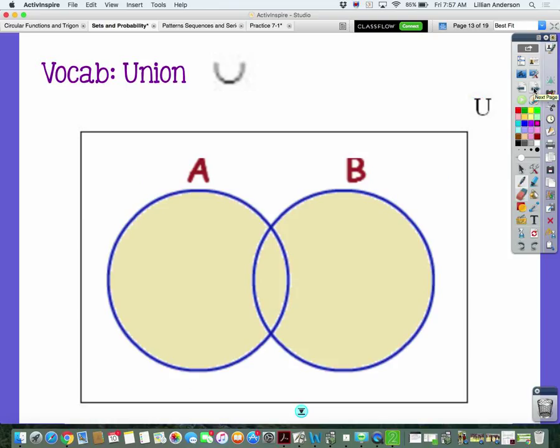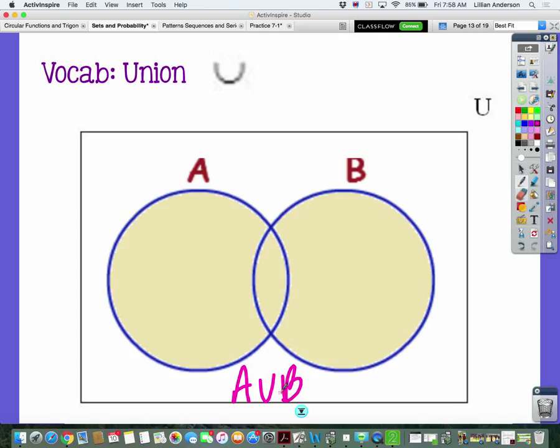Union. Union is the U that points up, so it's the arch that points up. The union basically includes all the elements in A, all the elements in B, or was in both. Okay, so as you look, this is the shaded region. Union would be all of this, with both circles. Everything that's in A or B or both of them will be written as A union B.